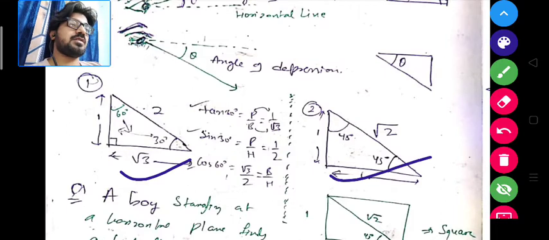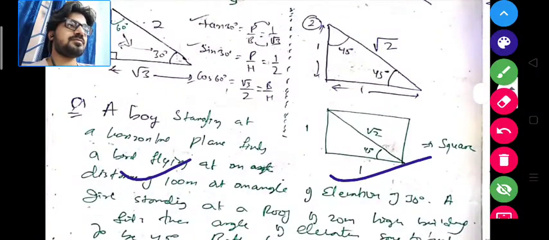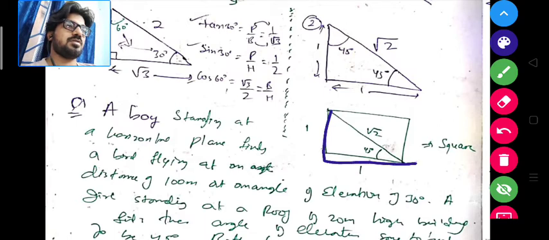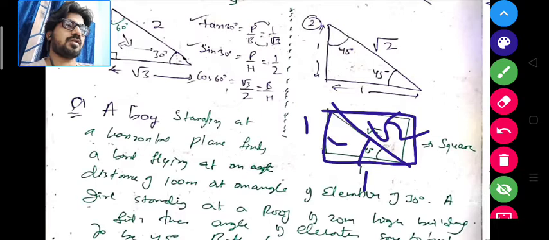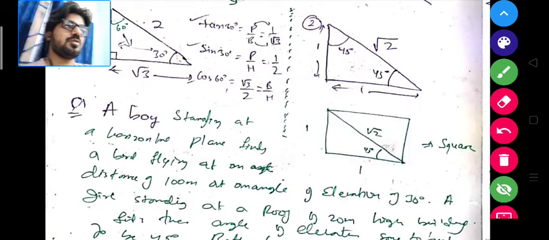Now in the case of a square, we know that all the sides of a square are equal. So you have 1, 1. Obviously the diagonal will be root 2, and this angle will be 45 degree, because the diagonal of a square cuts it into two parts. All the angles A, B, C, D are 90 degree for a square, and all the sides are equal. So this is 1, this is 1, this will always be root 2. So the angle is 45 degree in case of a square. Okay, we will take a question now.